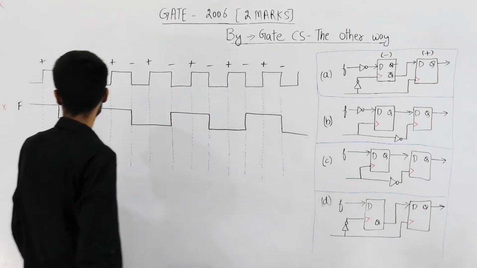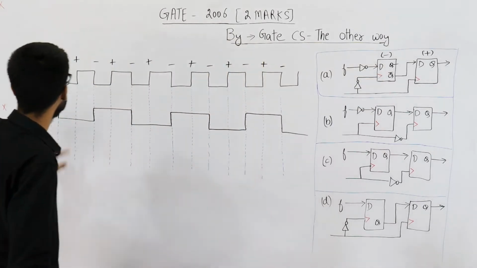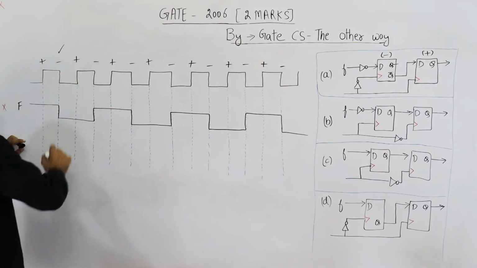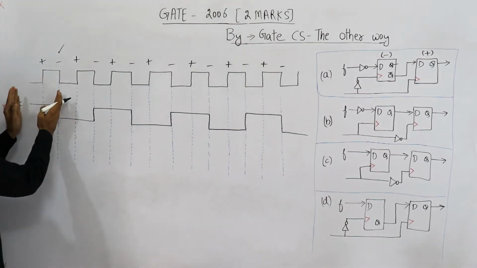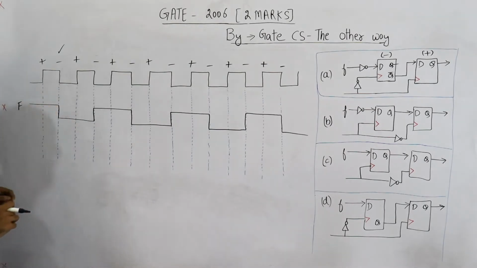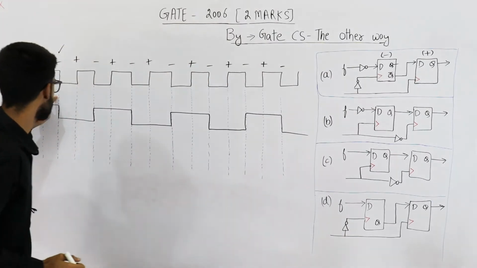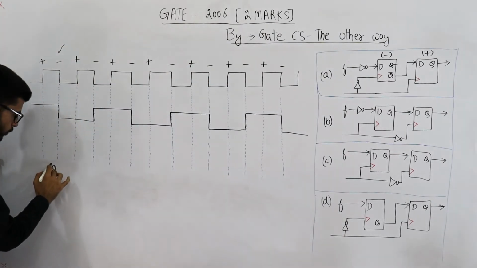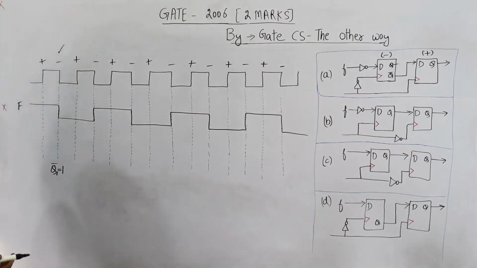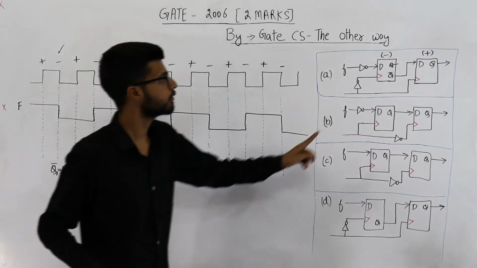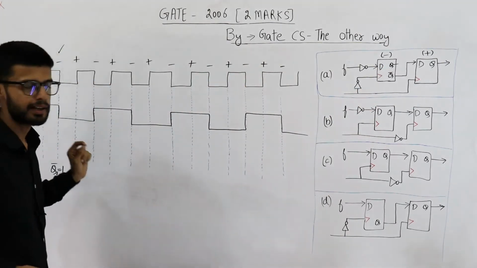In option A, you can see this flip-flop will react on a negative edge. This is the first negative edge. At this time, the value of F is 1. You can see for this entire time, from here to here, F is high. So F is 1 means Q bar will also be 1. Okay. So I'm writing Q bar is equal to 1, or let's call it Q1 complement. It is Q1 for flip-flop 1 and its complement is 1 during this negative edge of clock.